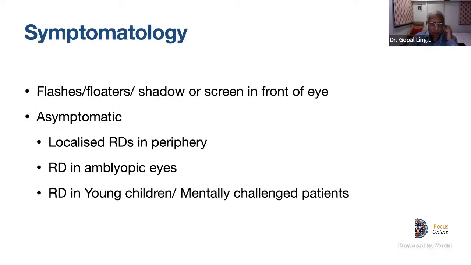Symptoms, I won't dwell much in detail, but I want to stress the fact that retinal detachment can remain asymptomatic under certain circumstances. A retinal detachment occurring in an amblyopic eye, which already has poor vision, may go unnoticed as the patient may not be aware of a further drop in vision. Localized retinal detachment in the periphery, like in lattice with holes or following a retinal dialysis, can also remain asymptomatic till they are accidentally discovered on examination or when it encroaches the macula. Again, retinal detachment in young children or mentally challenged patients can also go unrecognized unless they are bilaterally blind.